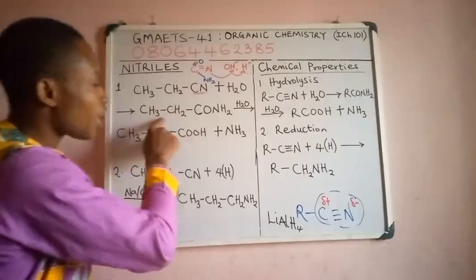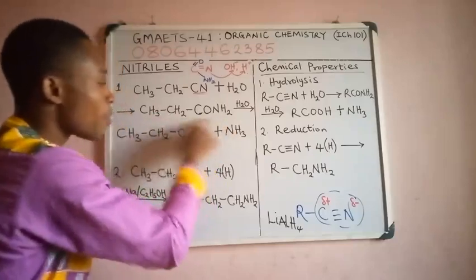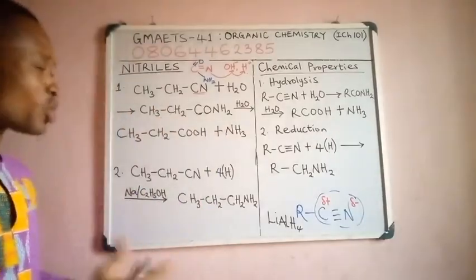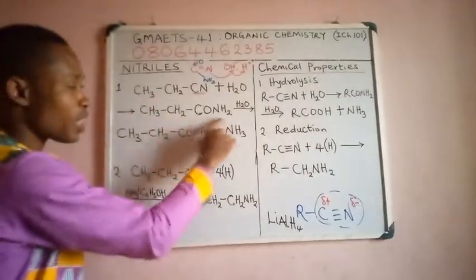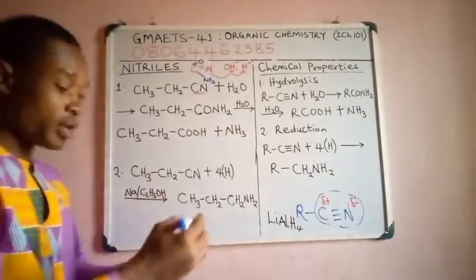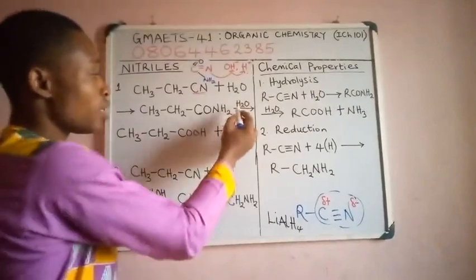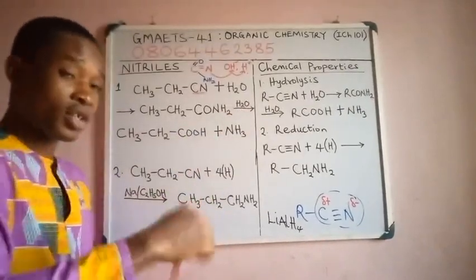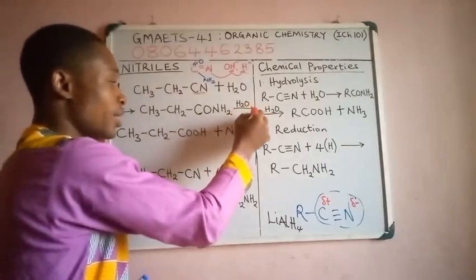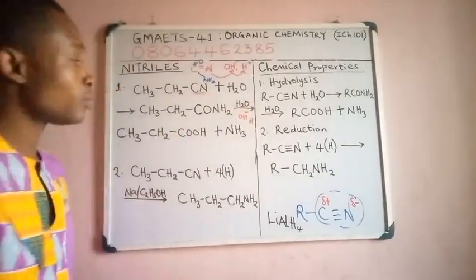Now, if we further hydrolyze this propanamide, what is going to happen? Something similar again. Remember, the further hydrolysis of this is going to give us alkanoic acid. During the reaction, what happens? Watch. This water molecule will split again into the hydroxide ion and hydrogen ion.